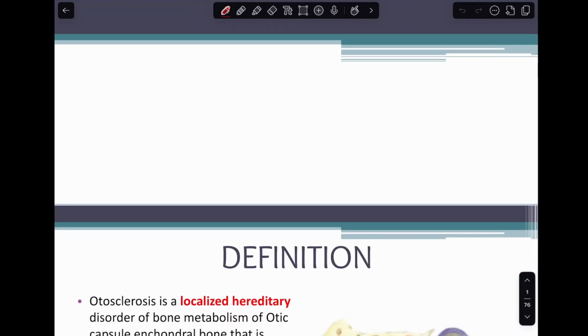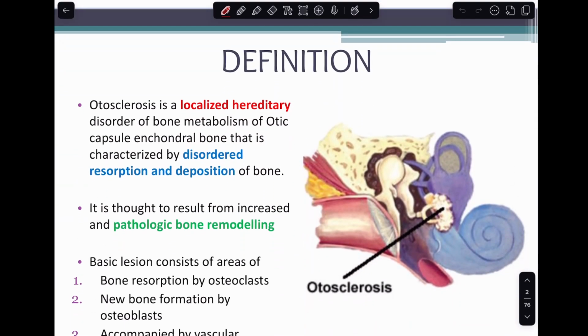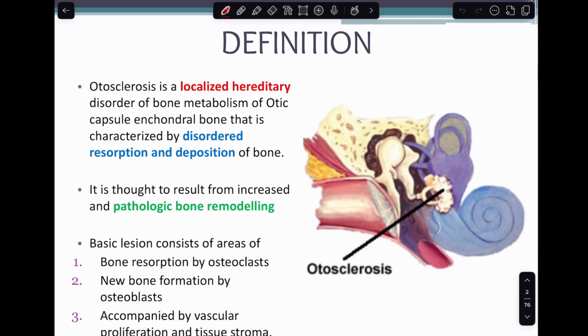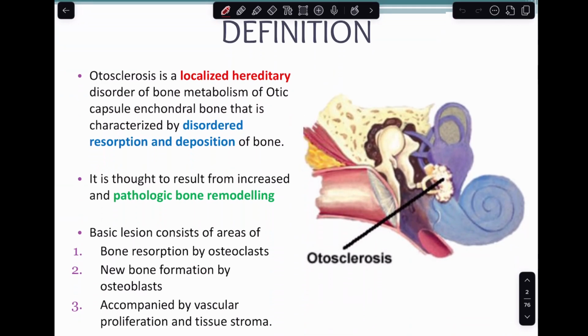So, what is otosclerosis? Otosclerosis is one of those diseases that you really need to know about, and a common presentation, especially if you get an MCQ question, is a middle-aged female coming to you with conductive hearing loss, and sometimes even pregnancy can be mentioned. That will typically point towards otosclerosis. So let's try to understand what it is exactly.